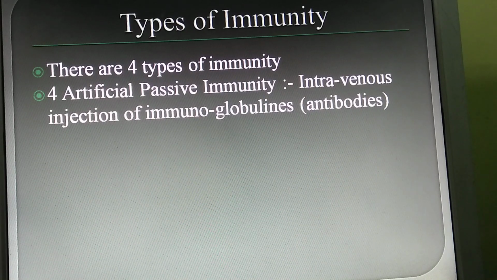Now artificially passive immunity: intravenous injections of immunoglobulins are given to the patient. This is an example of artificially passive immunity; the patient has to do nothing, he is getting ready-made antibodies.